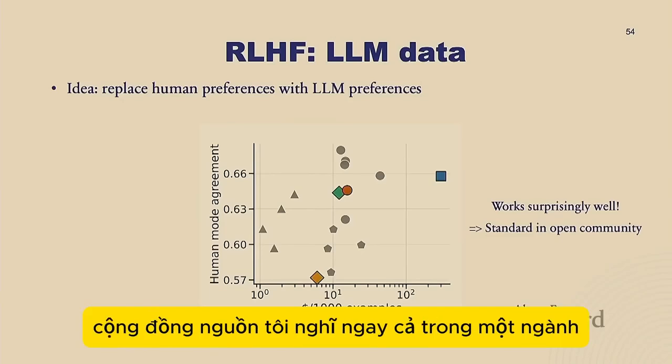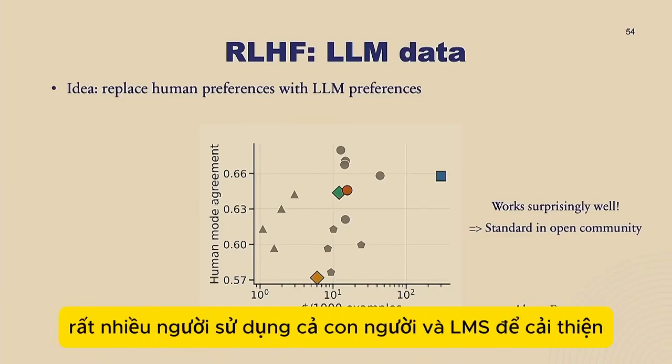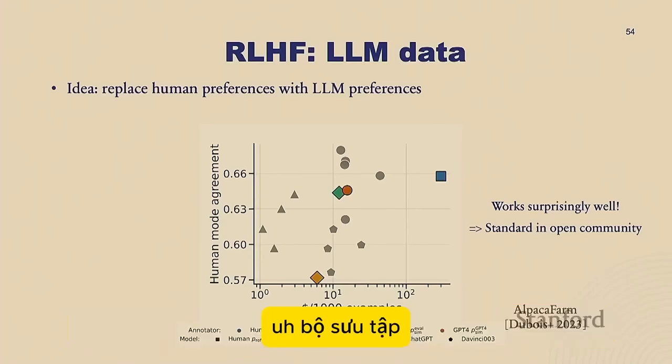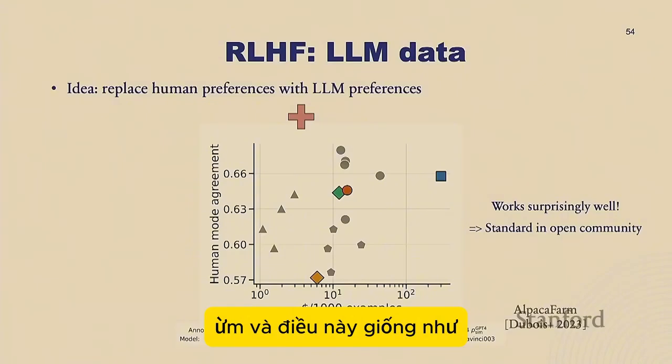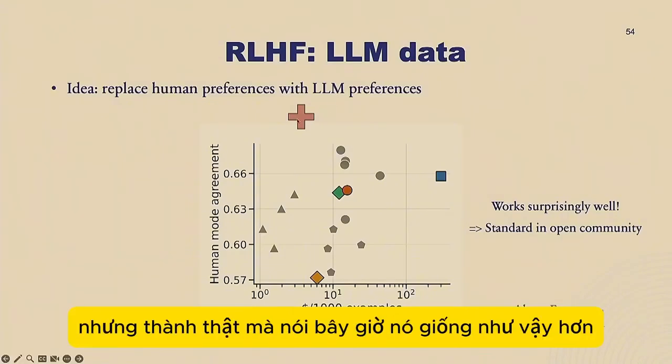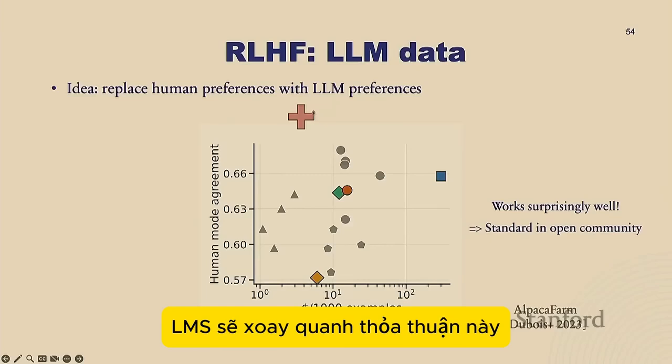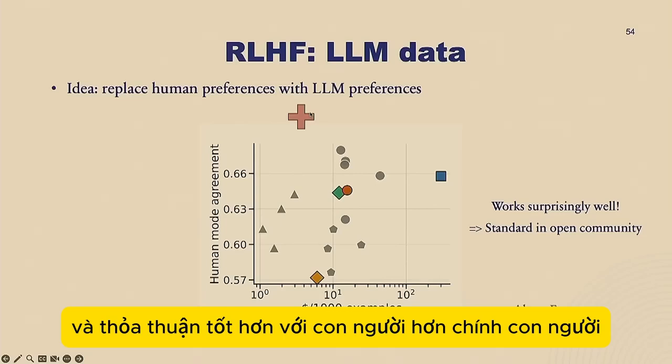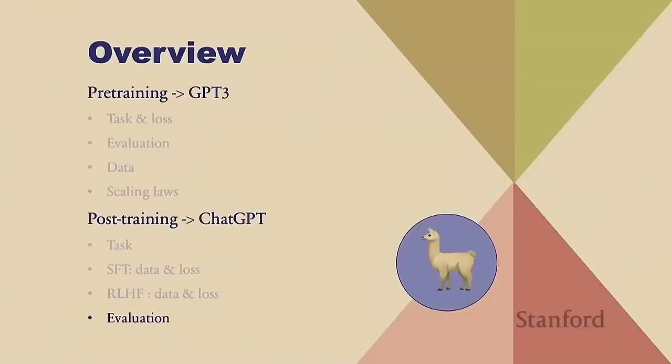I think even in industry, a lot of people use both humans and LLMs for improving the collection of RLHF data. And this is the paper from last year, but honestly now it's more like LLMs would be around this agreement and this cost. So around, I would say 50x cheaper than humans, and with better agreement than humans themselves.